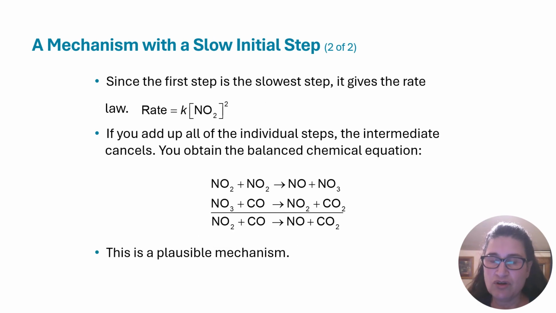All right, so if I were to add up everything that is the reactants and add all the products together, so here's the one reaction, here's the other reaction. When I cancel out the NO3, and this NO2 would cancel with one of the NO2s, this would be the overall reaction. So this means this is a possible one.